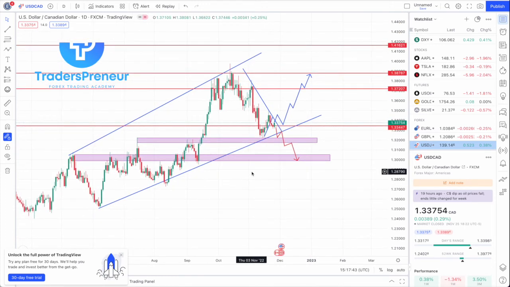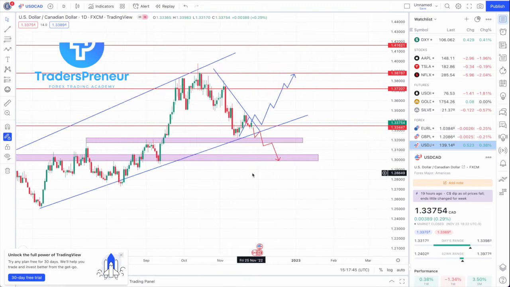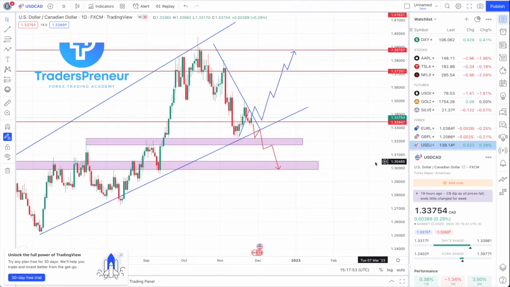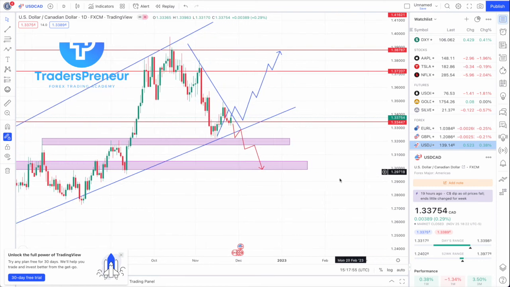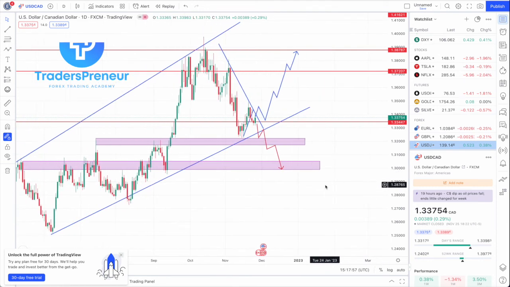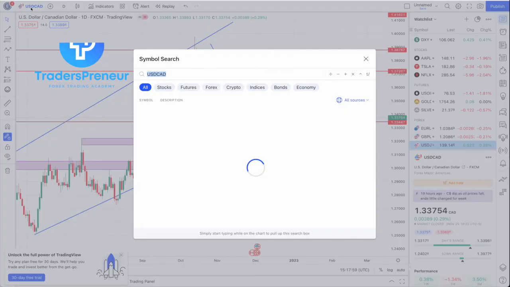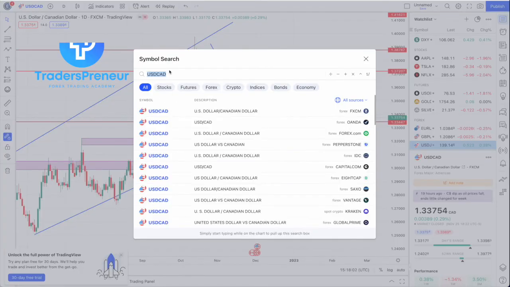So that is what we are expecting to happen for USDCAD. We will observe how the market reacts this week and decide whether we buy or sell. That's for USDCAD. Now let's go to the other pair. Let us see the USDCHF.